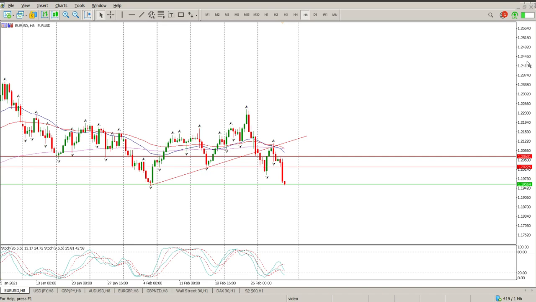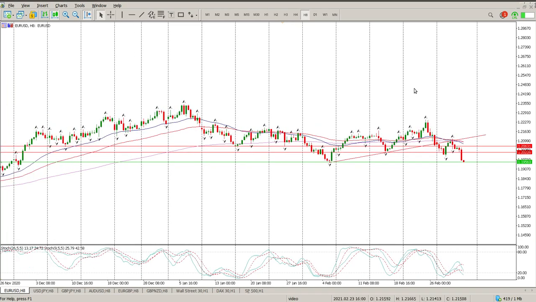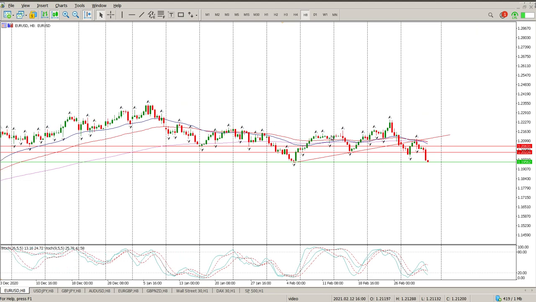And we're starting off with Euro USD as usual. So we are at the bottom of this consolidation area here. You can see it goes back a number of weeks, all the way back to the 3rd of December, around when this sideways drifting motion started.